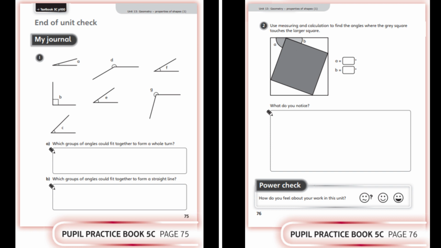Notice it's not very long. However, it will require you to think and reason about the angles that are shown, and to think about all the things that we've learned so far in this unit. So you're going to be applying several skills to these 2 pages.